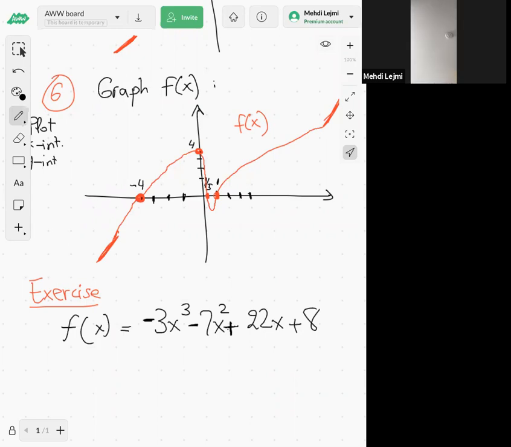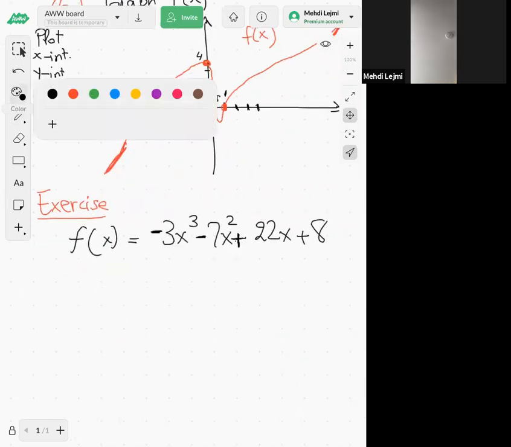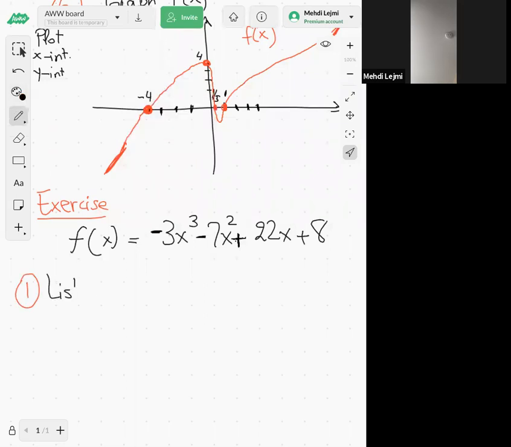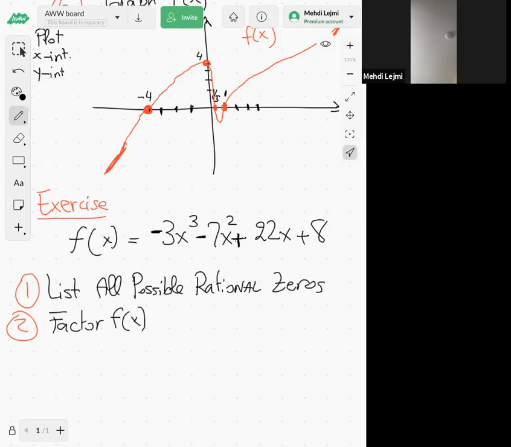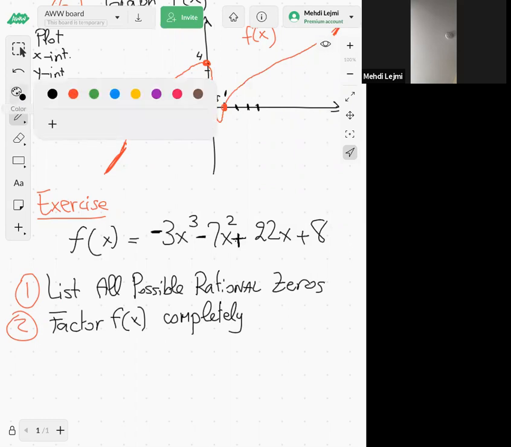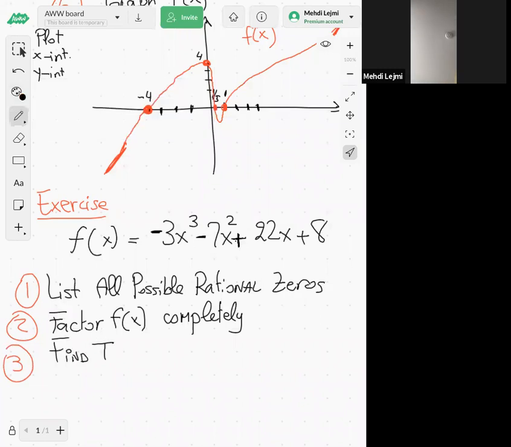So what you have to do, guys, this is our polynomial. Let's first do number 1: list all possible rational solutions or zeros. Number 2: factor f of x completely. And then number 3: find the x-intercepts and their multiplicities.